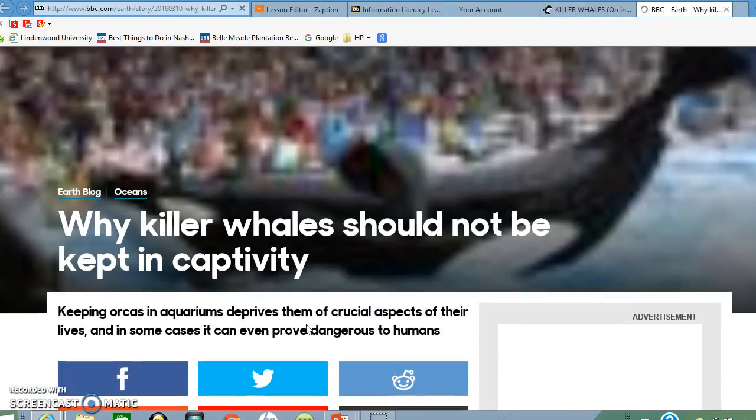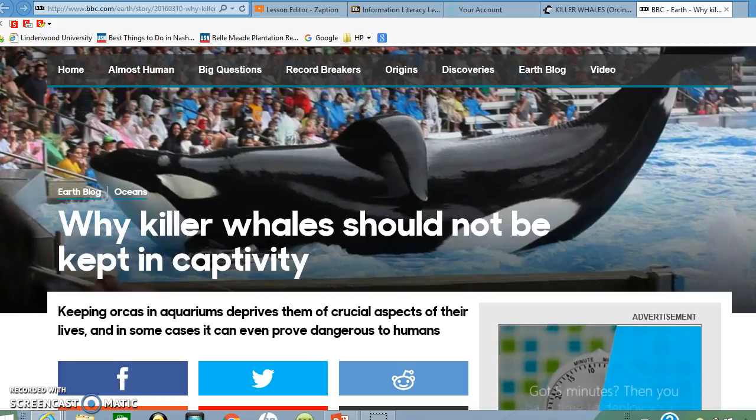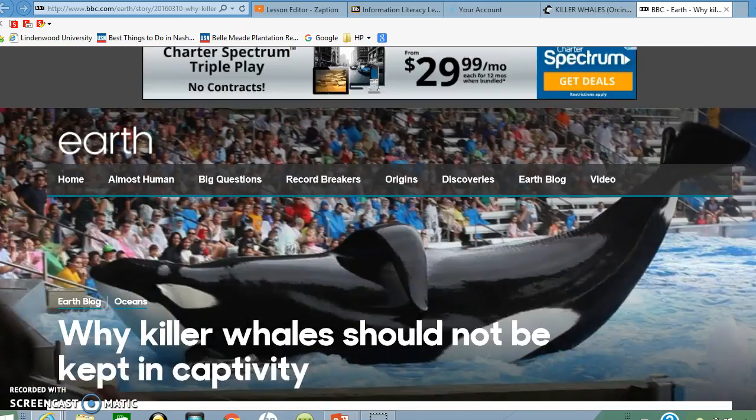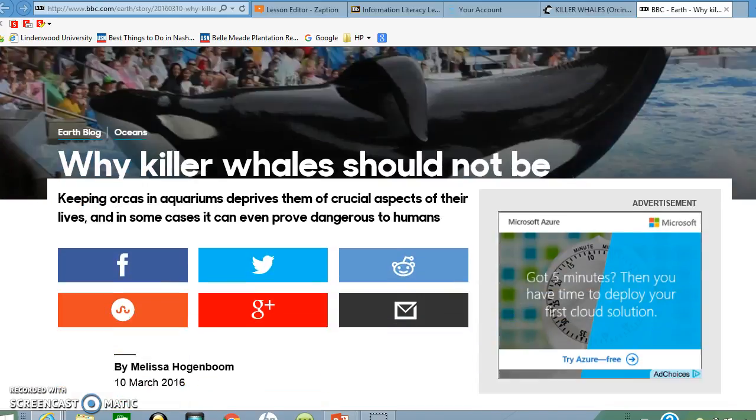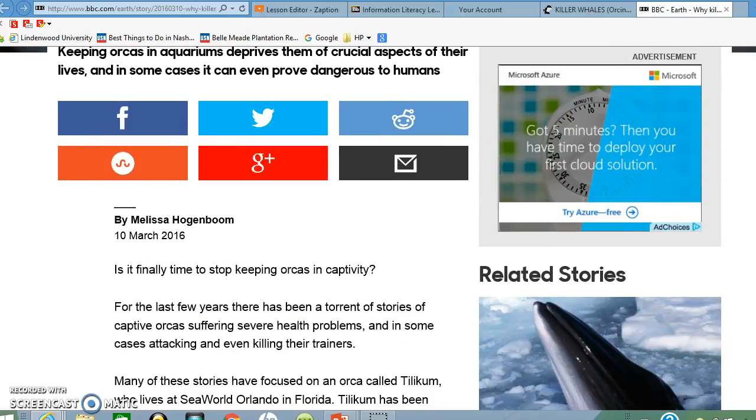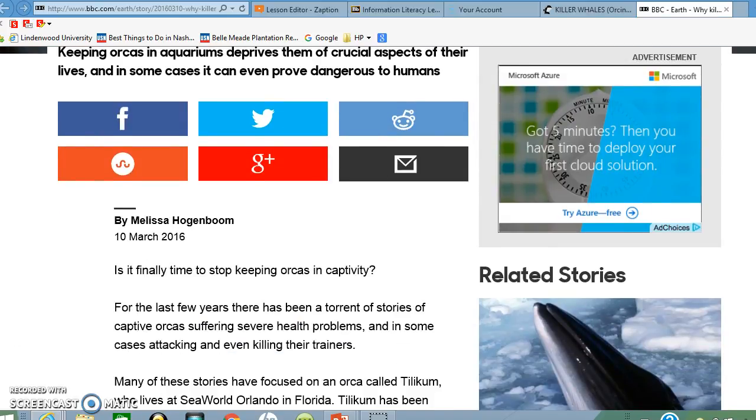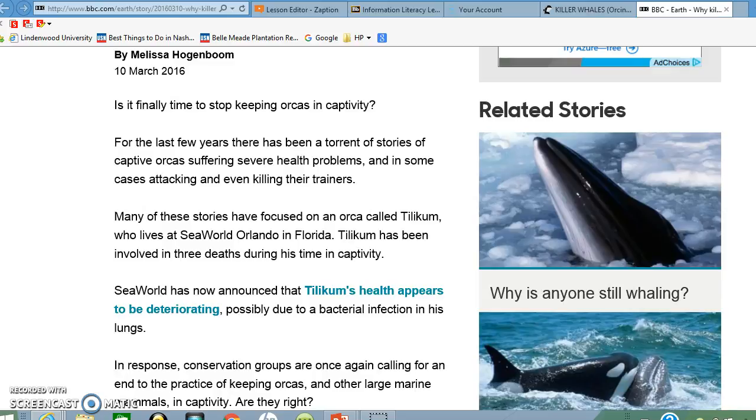Our article is titled, Why Killer Whales Should Not Be Kept in Captivity. Right away you see a bias, so I probably wouldn't continue reading, but just for this experiment we are going to see what else is in here. Is it credible? Not credible, sorry. Is it accurate?